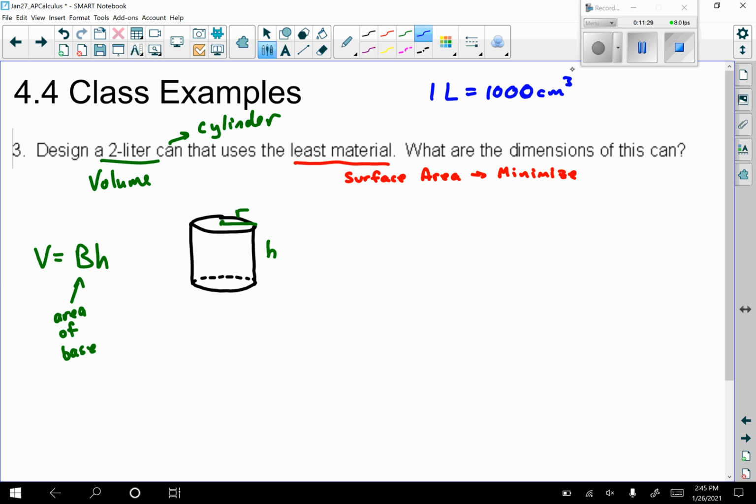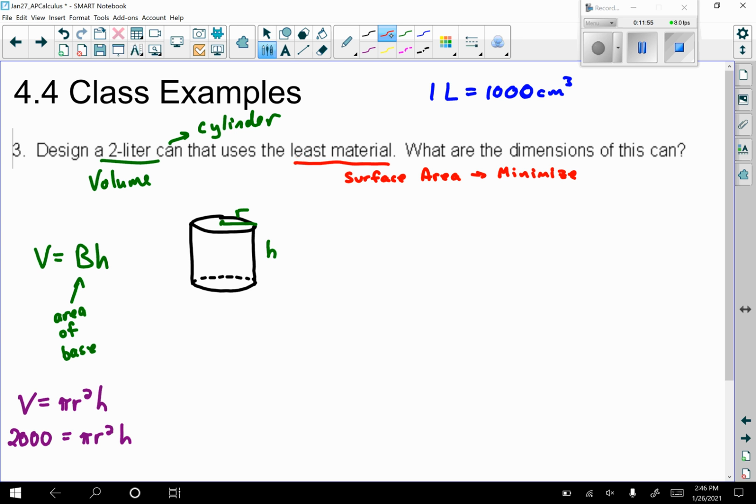All right, so looking at the volume then, the volume is going to be the area of our base here, which is pi r squared times our height. Now we already know the volume that this can hold, so that's going to be 2 liters. So we're going to say 2,000, keep everything in centimeters here. And then that's going to equal pi r squared times our height.